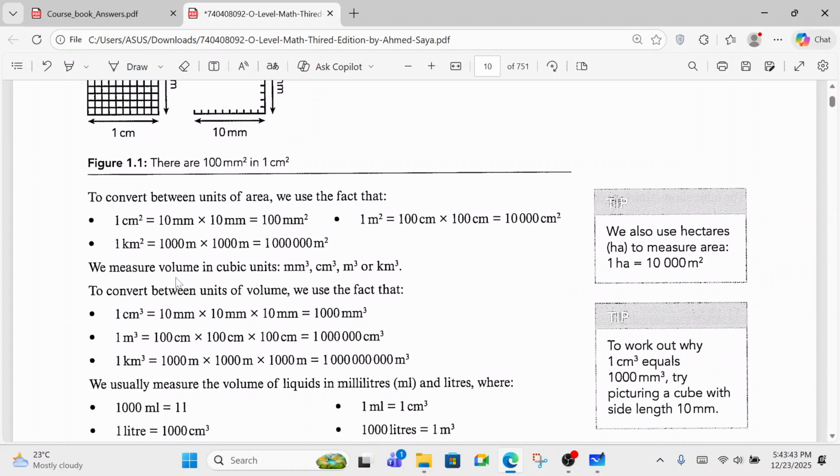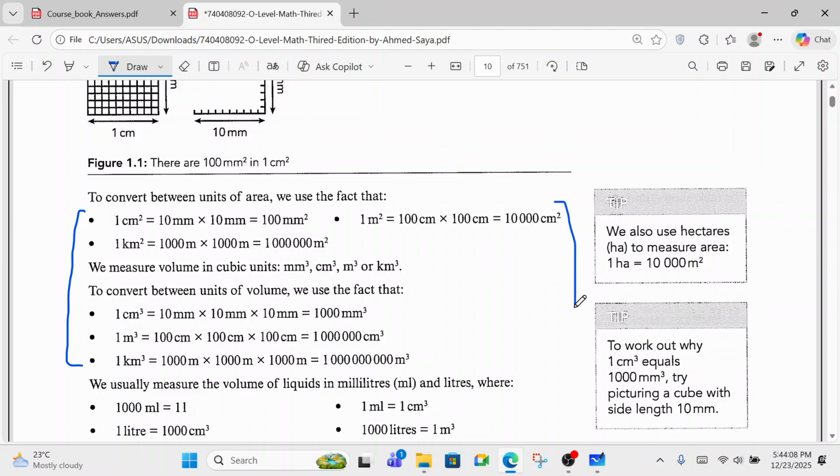We measure volume in cubic units such as millimeter cube, centimeter cube, meter cube, kilometer cube. To convert these units of volume, we use the fact that 1 centimeter cube equals 10 millimeter times 10 millimeter times 10 millimeter. It's basically everything just multiplied by 3. That's why it's cube. Okay, these will be important, so copy them down in your notebook and memorize them because they will be important.